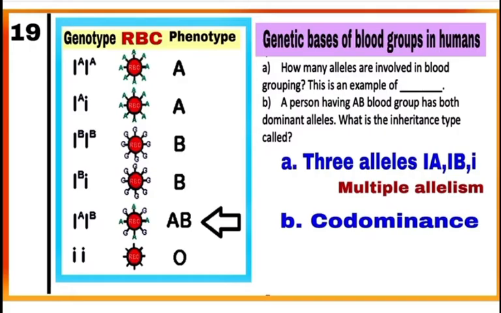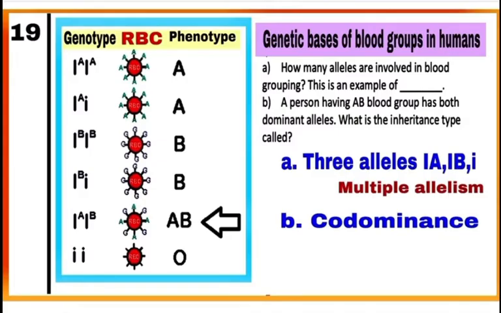19th picture. This picture is showing genetic basis of blood groups in humans. There are 4 types of blood groups: A, B, AB and O. Now answer the question number A. Number of alleles involved in blood grouping are 3 alleles. These are IA, IB and small i. Thus, it is an example of multiple allelism.